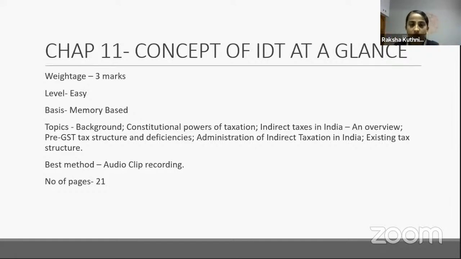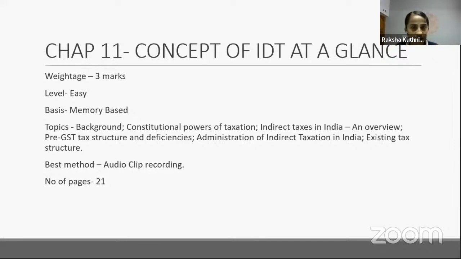And what is the best way? Audio clip recording. Because you have the functions and parts of the GST council, a lot of things to remember, and date-wise you have to remember what came after what, from the seed point to the execution point, what all took place. So all that you will have to remember.